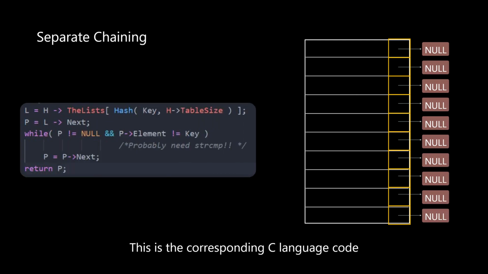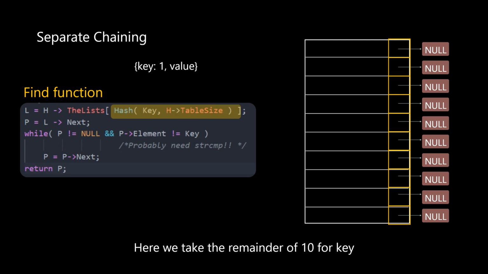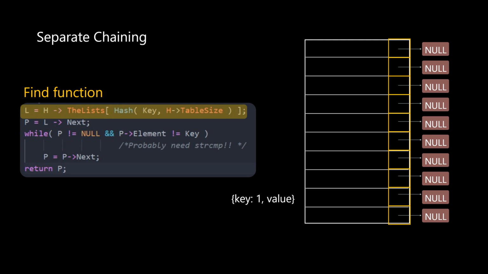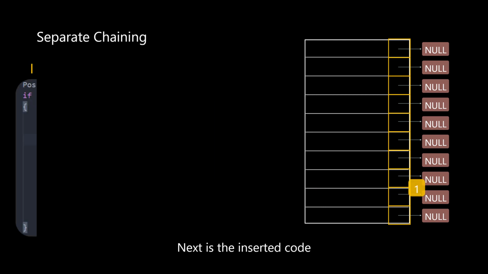This is the corresponding C language code, which implements the find function. Now there is a data item to store. First obtain the index value through the hash function. Here we take the remainder of 10 for key 1. It's like room number 1 is reserved. Carry its value and prepare to move in. Then, starting from the cell address in the L variable, find the end of this linked list through the while loop.